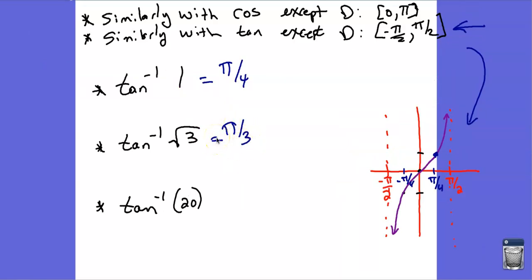Is that. And then the inverse tangent of 20, literally just grab a calculator and it equals 1.5208, approximately 4 decimal places. That's inverse functions with trig functions.